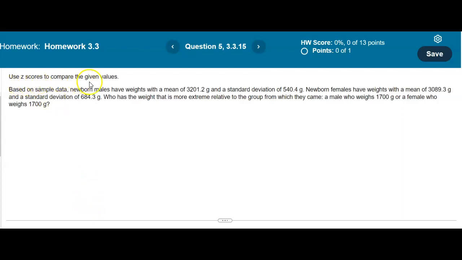Use z-scores to compare the given values. Based on sample data, newborn males have weights with a mean of 3,201.2 grams and a standard deviation of 540.4 grams. Newborn females have weights with a mean of 3,089.3 grams and a standard deviation of 684.3 grams. Who has the weight that is more extreme relative to the group from which they came? A male who weighs 1,700 grams or a female who weighs 1,700 grams?